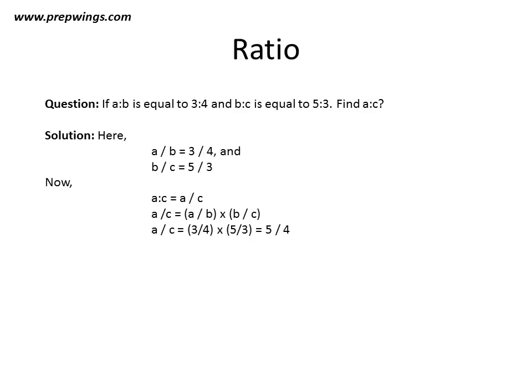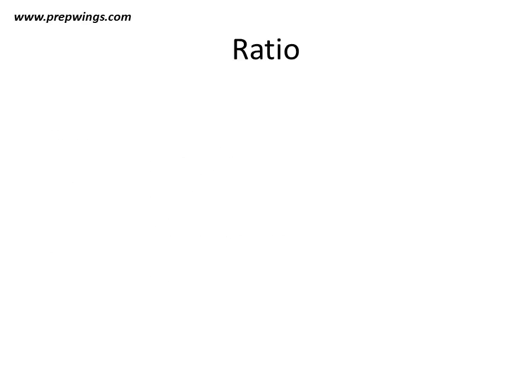Now A is to C is equal to A upon C. Okay, so A upon C can be written as A upon B into B upon C, because B and B will cancel out then. And we know the value of A upon B is 3 by 4 and B upon C is 5 by 3. So we'll put those values over here. So what we get is A upon C is equal to 3 upon 4 into 5 upon 3, which is equal to 5 upon 4. So A upon C is equal to 5 upon 4. Thus A is to C equal to 5:4.